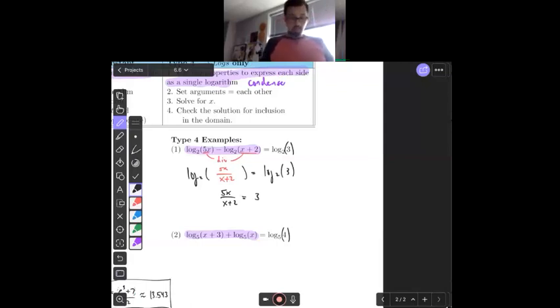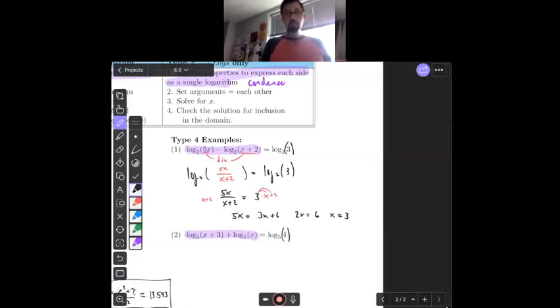So if I want to solve for x here, first thing I need to do is multiply both sides by x plus 2. So that means 5x equals 3x plus 6. Make sure you distribute there. And subtract 3x, gives you 2x. And divide by 2, you get 3.